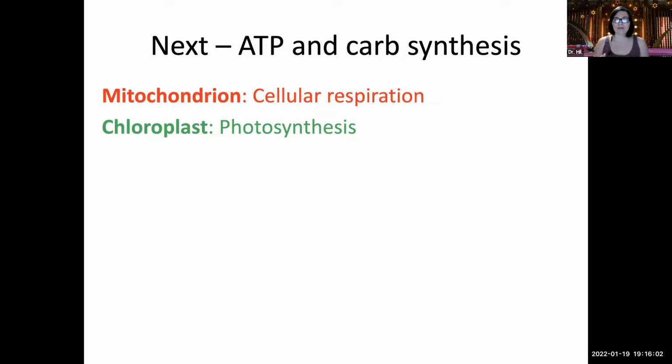So in eukaryotes that do cellular respiration, the process happens in the mitochondrion. And in eukaryotes that do photosynthesis, the process happens in the chloroplast.